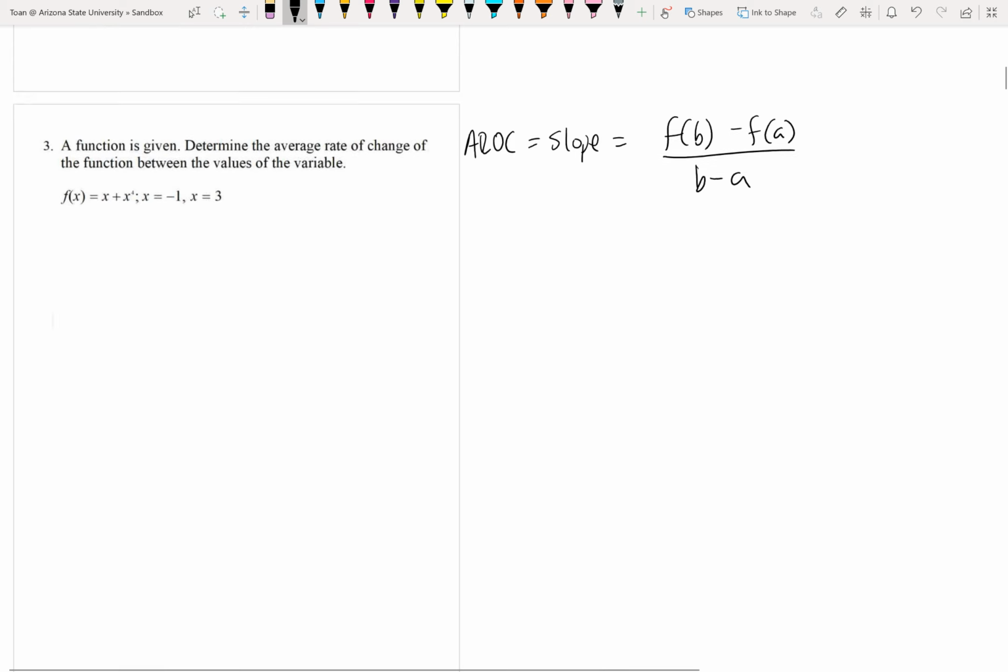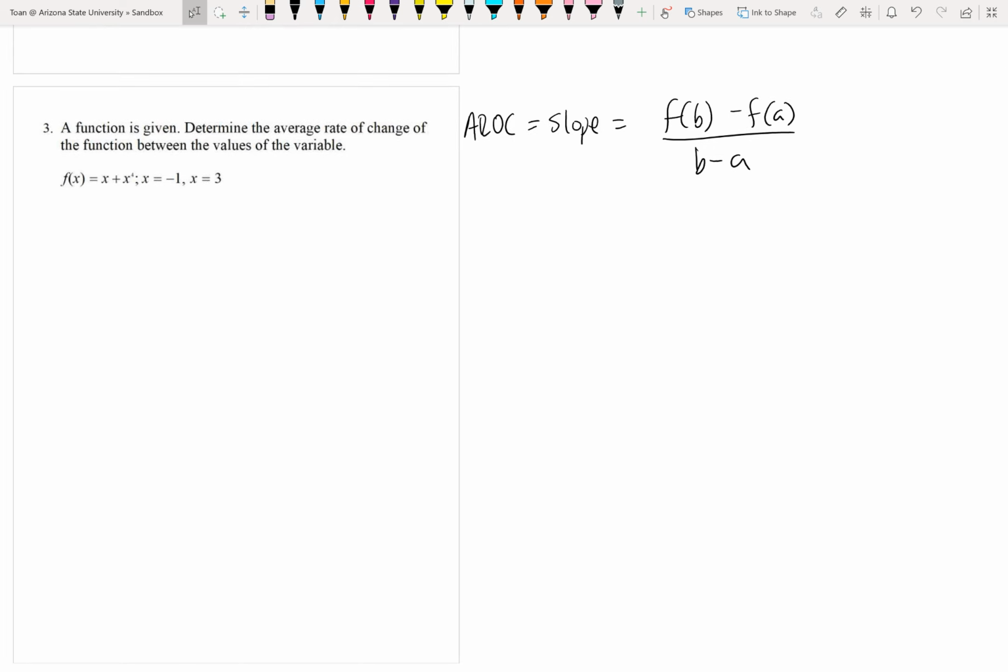Number 3, find the average rate of change. So we just had to remember that the average rate of change is nothing more than the slope formula. So it's the y value of the latter x input minus the y value of the first input all over the differences in the inputs. So notice in order to do this problem, we need output values. I only give you input values, so you just have to plug in those input values to find those output values. Let's find f of -1.